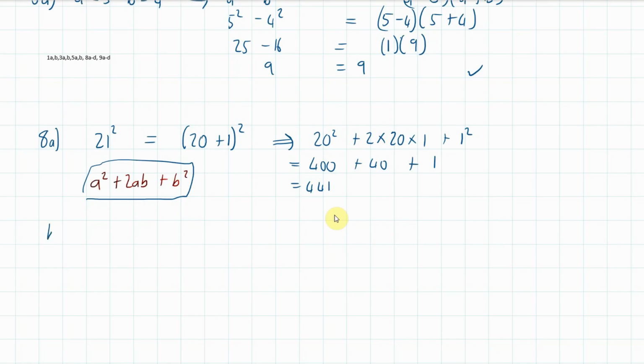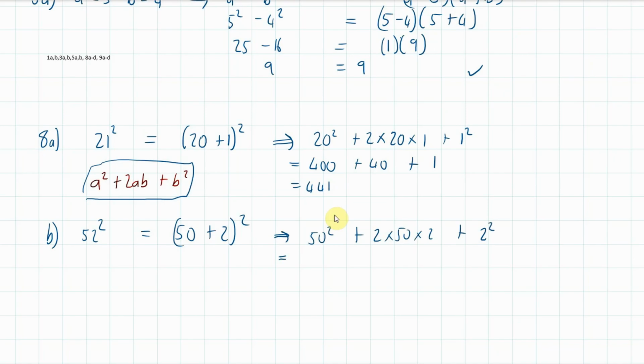Let's just do another one of these. So what if we've got something like 52 squared? Well, we could write that as (50 plus 2) all squared, and then we can use this a squared scenario again. Let's go 50 squared, and then 2ab, plus 2 times 50 times 2, and then plus b squared. Well, the b in this case is 2, so 2 squared.